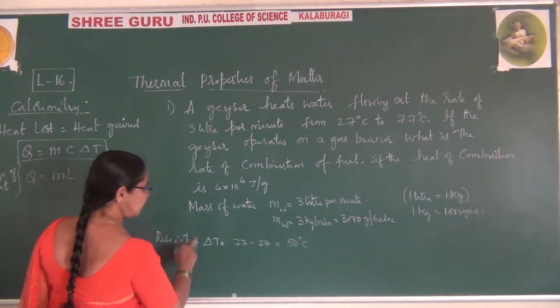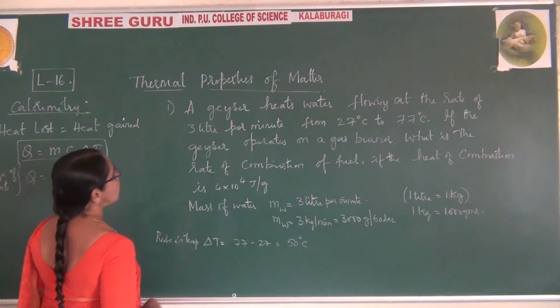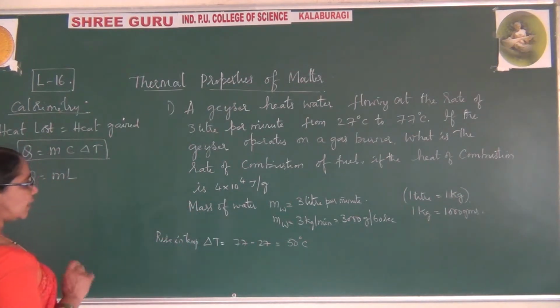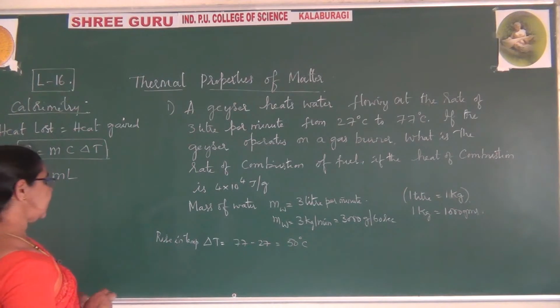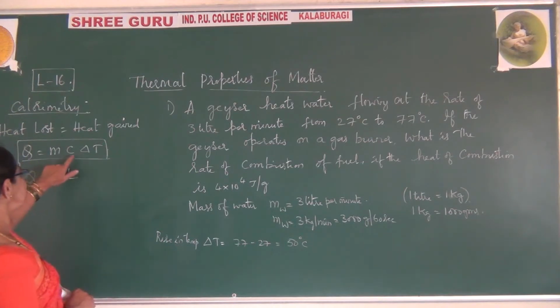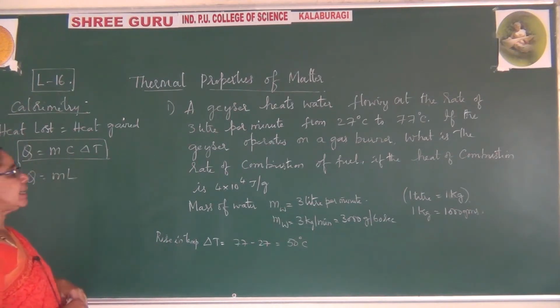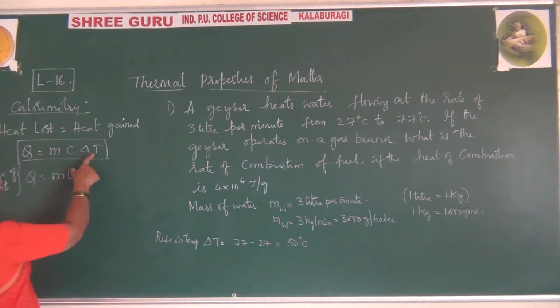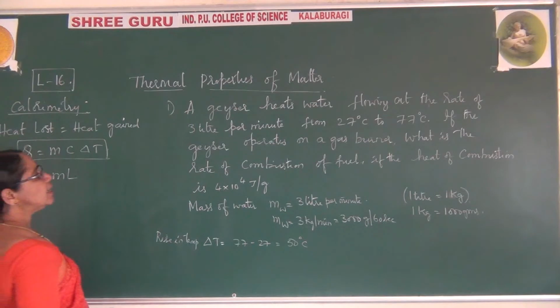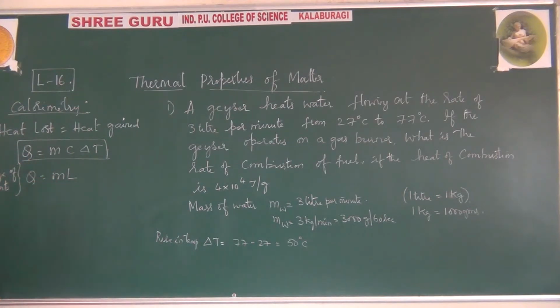Now this is the rising temperature, and this is the mass of water. Now we have to use the quantity of heat. How to calculate the quantity of heat? The formula for quantity of heat is mc delta T. Here we have to take the mass of water and the rising temperature. What is C? C is the specific heat of the given calorimeter.